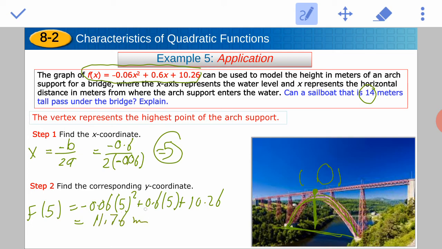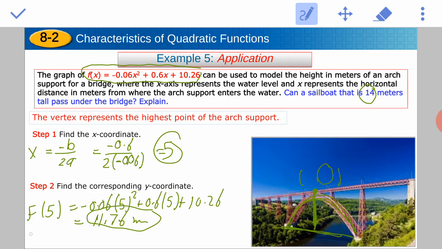11.76 meters. Guys, let's think about this answer. So this is the y coordinate, this is the height of this arch support, and it's 11.76. Guys, is it possible for a sailboat that is 14 meters to pass under this bridge when the height of this bridge is 11.76? The answer is no. The sailboat cannot cross under the bridge.